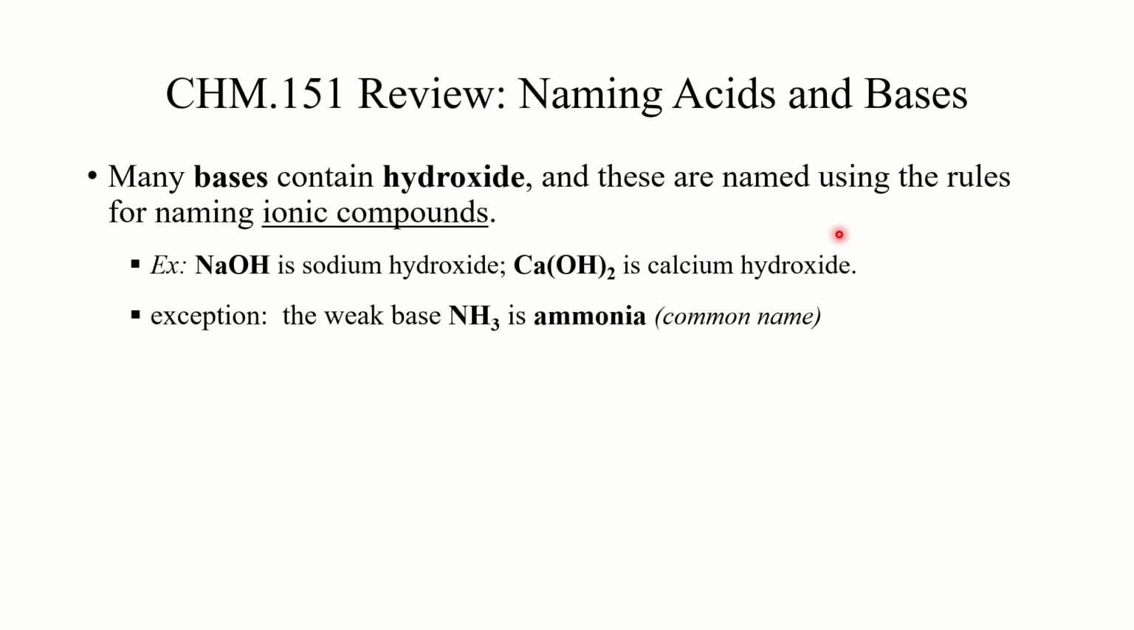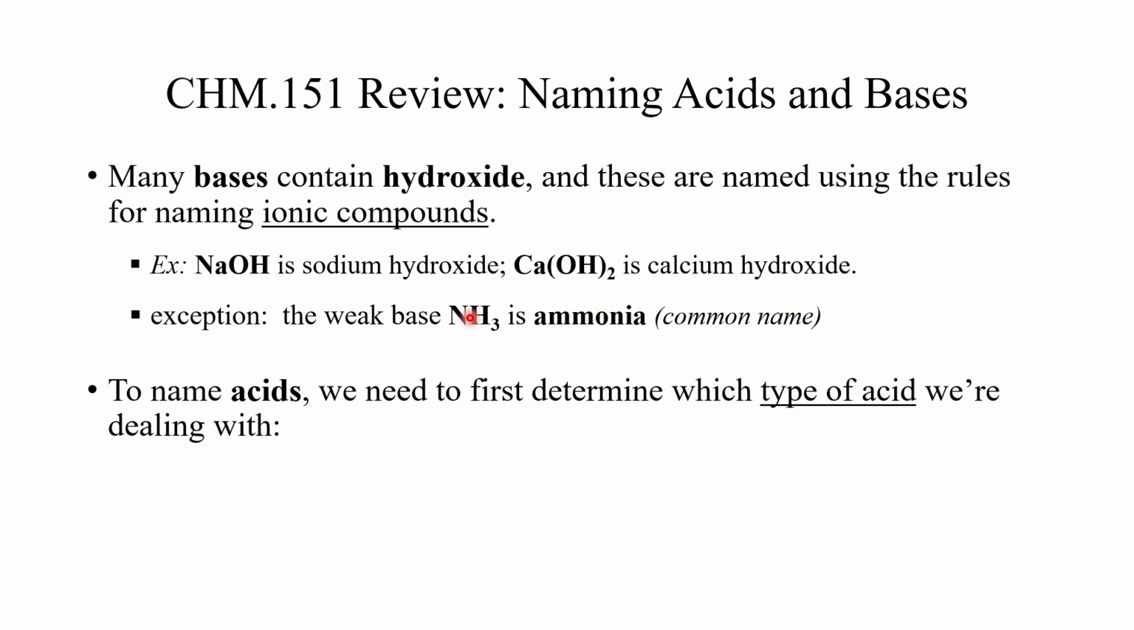All right, a little bit of quick review on naming acids and bases. Many bases contain hydroxides, and these are named using the rules for naming ionic compounds. So NaOH is sodium hydroxide, Ca(OH)2 is calcium hydroxide. The major exception that you'll see is NH3, which is referred to as ammonia. This is technically the common name. You will just use the common name here, but you could name this using the covalent compounds rule and call this nitrogen trihydride, but you're going to see it referred to just by its common name, ammonia.